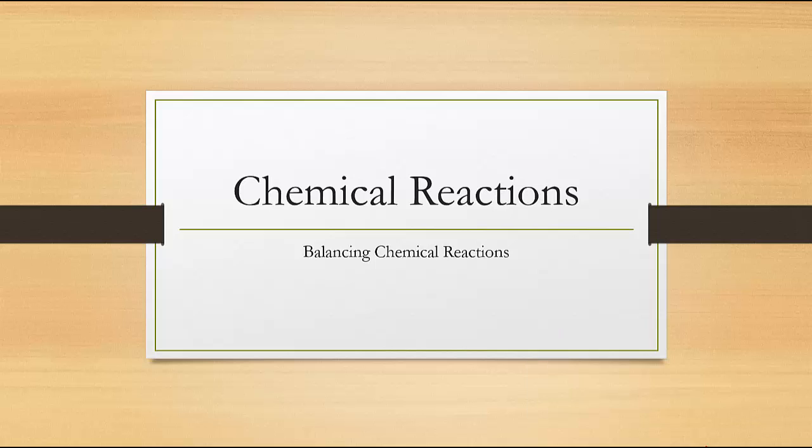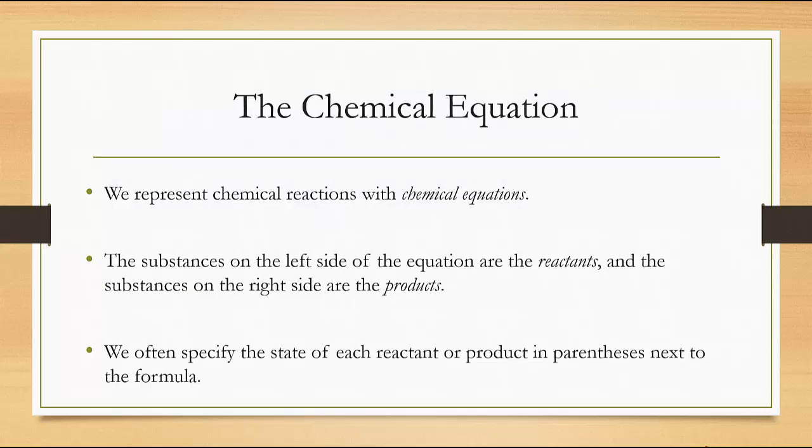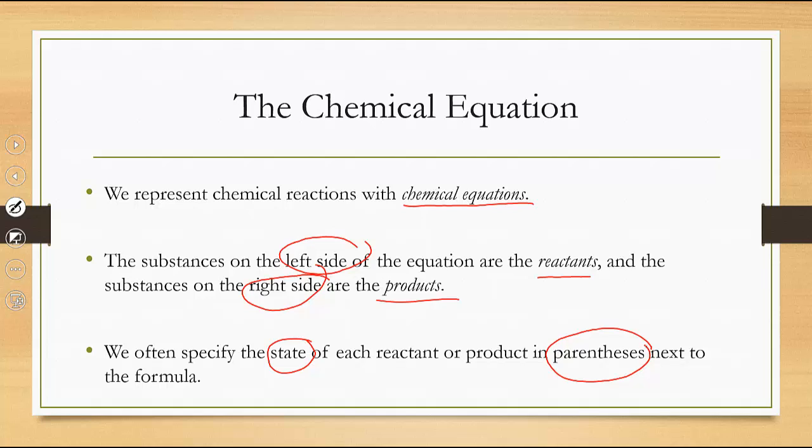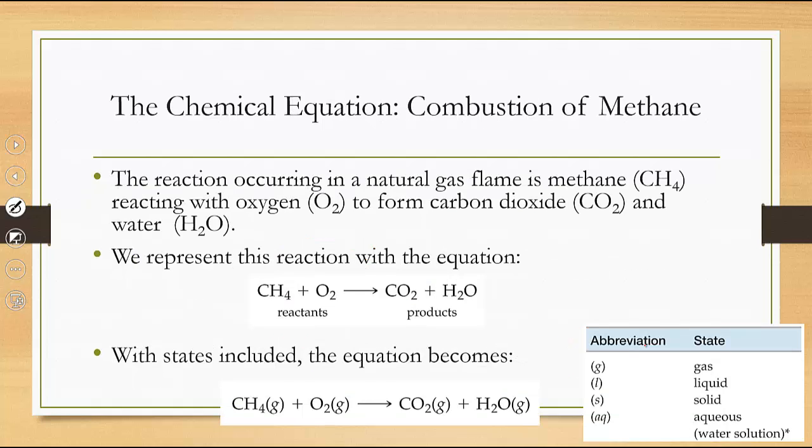In this tutorial, we will be discussing balancing chemical reactions. Okay, so we represent chemical reactions with chemical equations. The substances on the left are the reactants, and the substances on the right are the products. We often specify the physical state, solid, liquid, or gas, of each reactant and product with parentheses next to the formula. So here's an example.